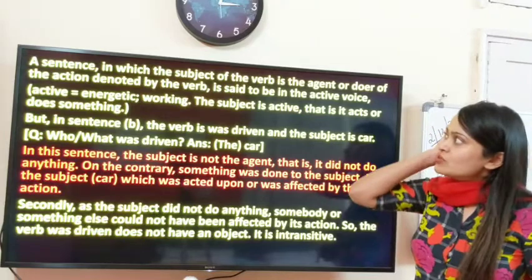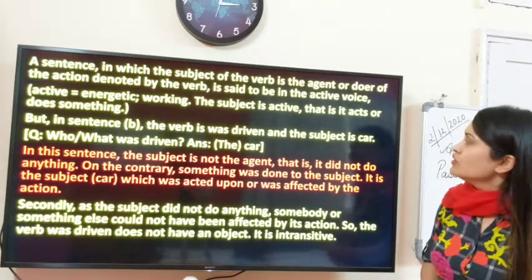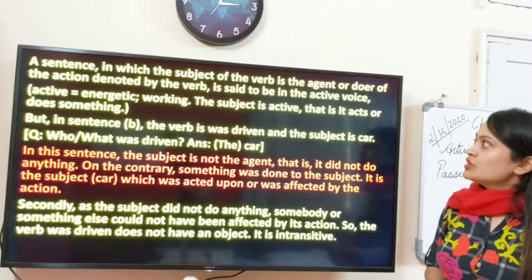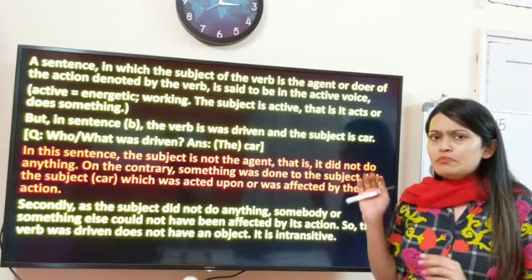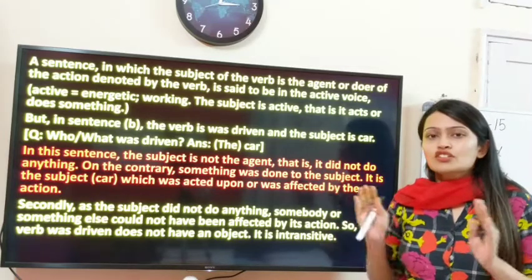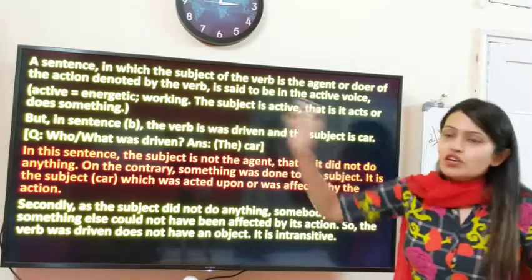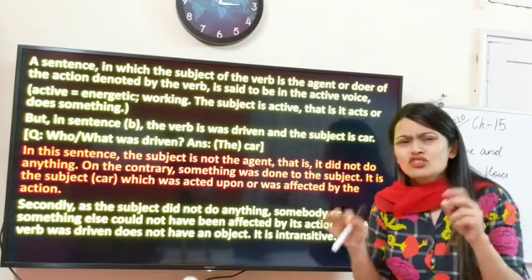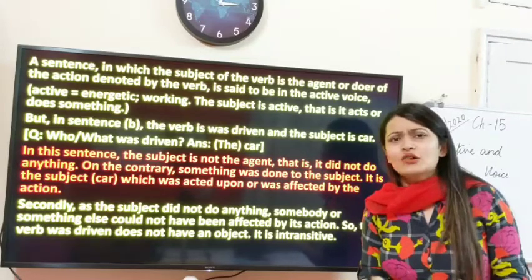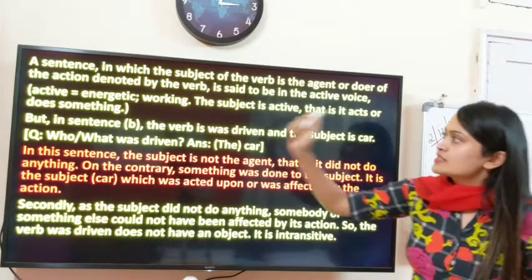A sentence in which the subject of the verb is the agent or doer of the action denoted by the verb is said to be in the active voice. So simply the meaning is subject is doing an action. Active, energetic, working. Our subject is working. Our subject is energetic. Our subject is not just sitting like that, or passive. The subject is active, that is, it acts or does something.